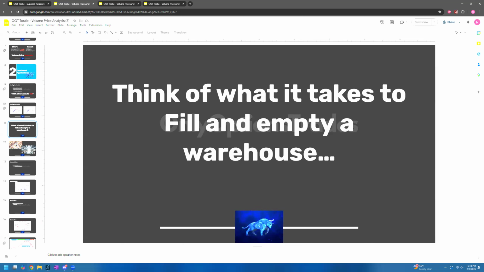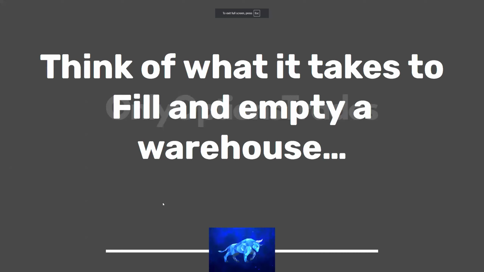So this is one of my favorite concepts that this kind of idea of volume price analysis encapsulates. Generally speaking, the way that I like to start this one out is, and I'll present this more officially, we'll do this nicely. Think of what it takes to empty and fill a warehouse, right? When you're filling a brand new warehouse, you got all your shelves, they're all empty, they're ready to go, and you want to get your product in there, right? And you want to fill that warehouse quick, right?